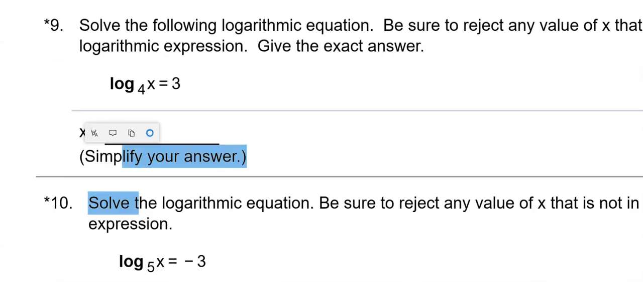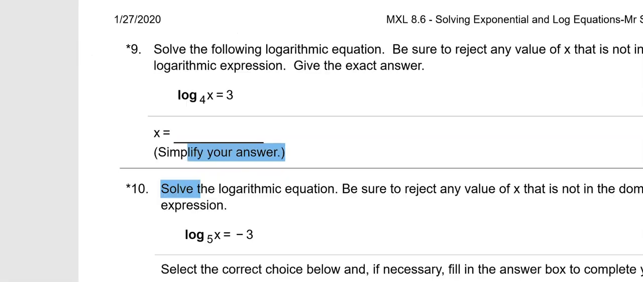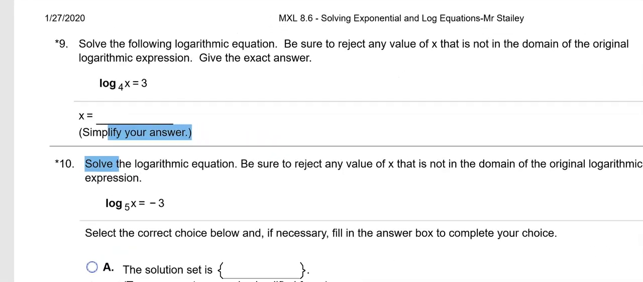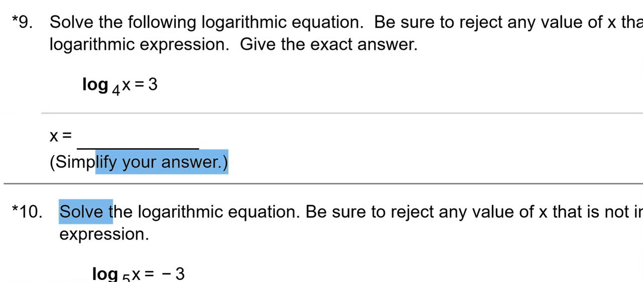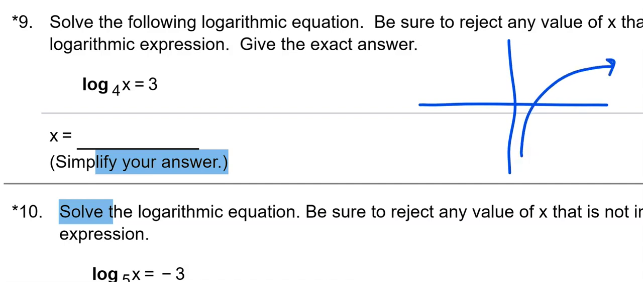Okay, question 9. Solve the following logarithmic equation. Be sure to reject any value that is not in the domain of the original logarithmic expression. Now, what in the world would that mean? Well, log base 4 of x looks like this. We covered that in a previous video. All of the basic log functions look like that.